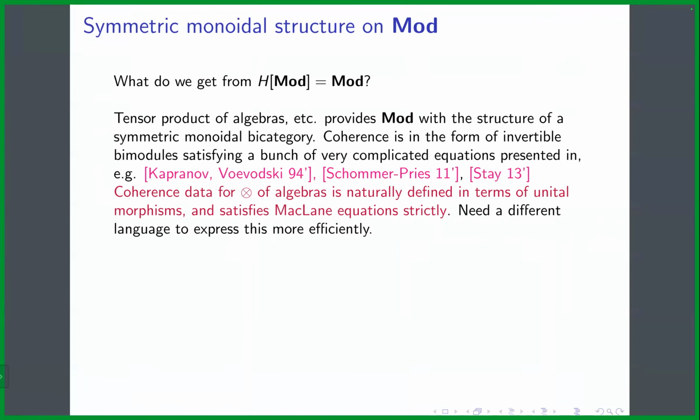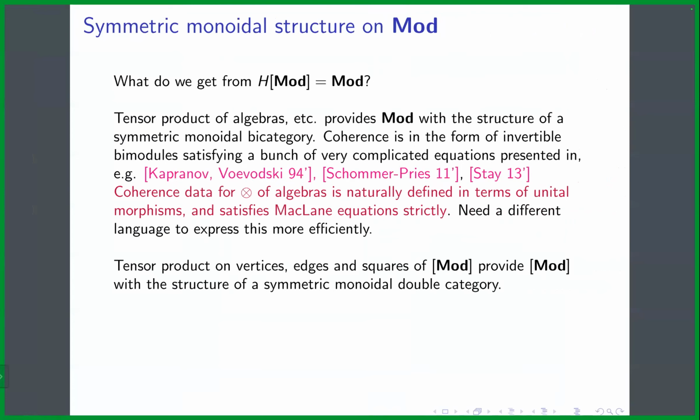But coherence data for the tensor product of algebras is actually naturally defined in terms of unital morphisms, not in terms of bimodules, and it satisfies the Maclane equation strictly. So it just seems like the definition of a symmetric monoidal bicategory is a bit too much for what we want here. And so we would need a different language to express the fact that mod is a symmetric monoidal bicategory a bit more efficiently.